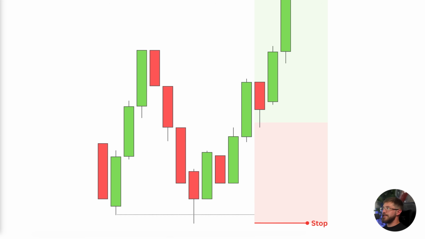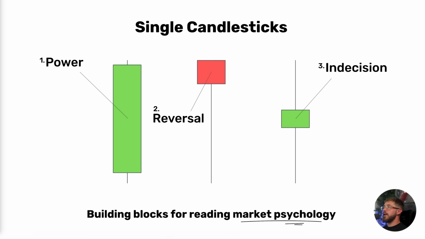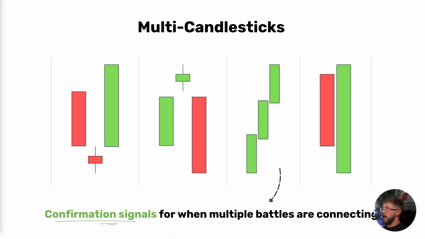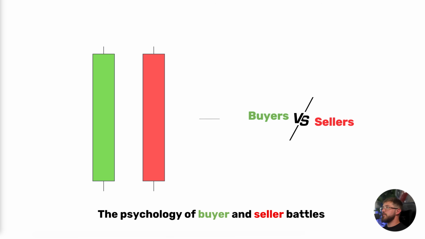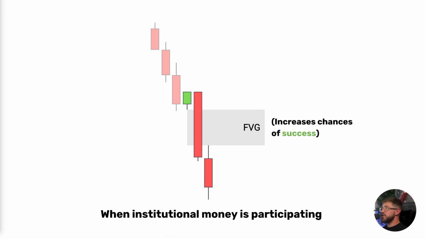And all of this is built around the exact foundation that you've learned in this video. The single candlestick patterns are your building blocks for reading market psychology in real time. And your multi-candlestick patterns are confirmation signals that show you when multiple battles are connecting together. The psychology between buyers and sellers is what makes these strategies work, whether the market is trending, ranging, or volatile. And fair value gaps, well, they show you whenever big money is participating, which dramatically increases your probability of success.